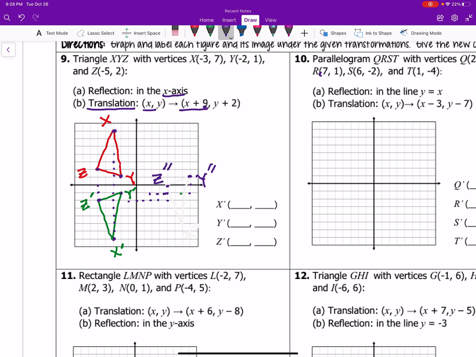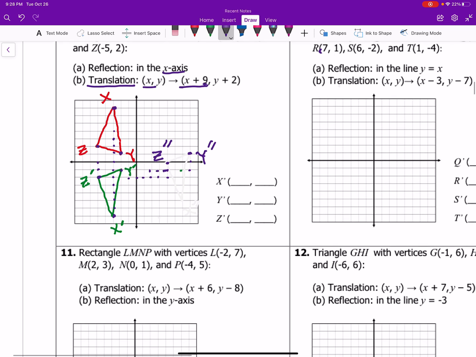And then my X. It was right 9 units, 1, 2, 3, 4, 5, 6, 7, 8, 9, and it was up 2, 1, 2. Okay, so that gives me X double prime. So now let's join these points to get the figure. Okay, so that's my final image.